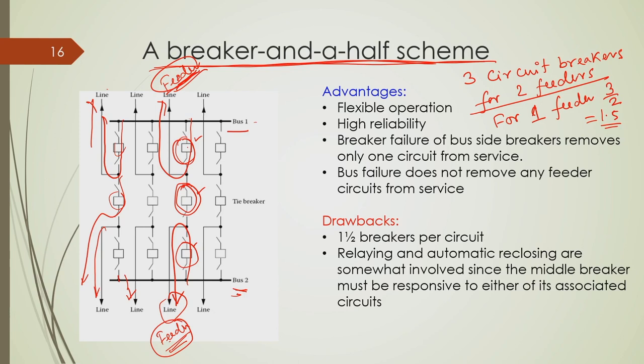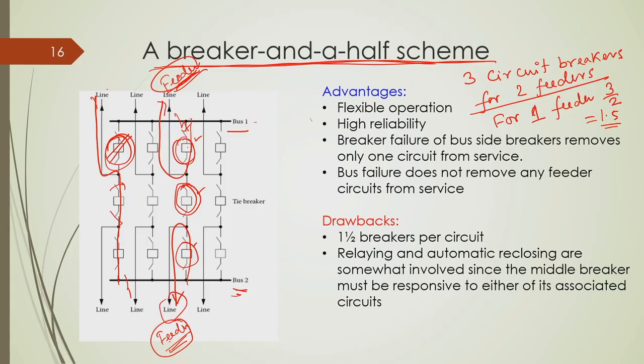Also, if there is any requirement of maintenance of any of the breakers, for example, I need to have maintenance of this particular breaker, I can put it de-energized, and in that case also by charging this tie breaker, I can bring power corresponding to that feeder. So, bus bar fault is not a problem, breaker maintenance is not a problem. Okay. So, this will not create any problem for this particular scheme.